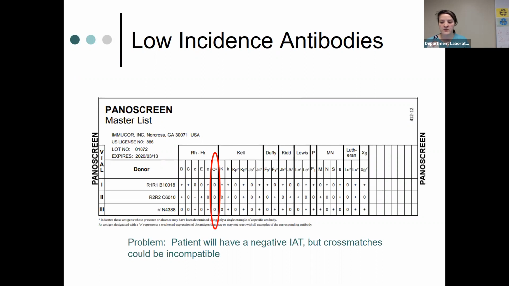So CW is another example. Notice that it's all negative on your IAT. JSA is another example, KPA, and then your Lutheran A. Notice that they are all negative on your IAT. And this is actually a three-cell screen.